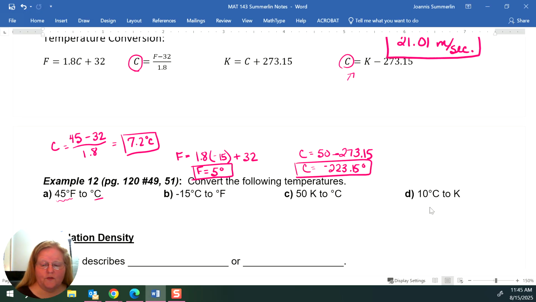And then for this one, 10 degrees Celsius to Kelvin, I would have my 10 plus 273.15. So that's 283.15. No degrees because Kelvin doesn't have a degree symbol.